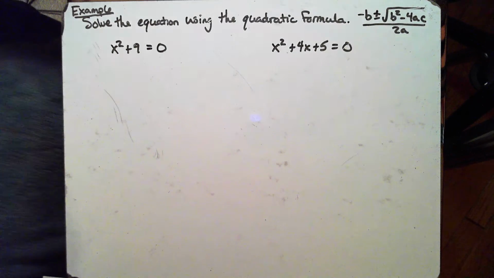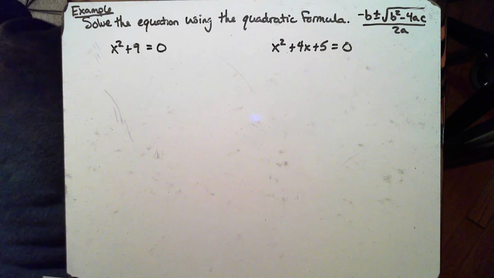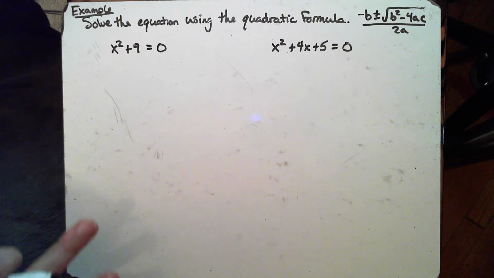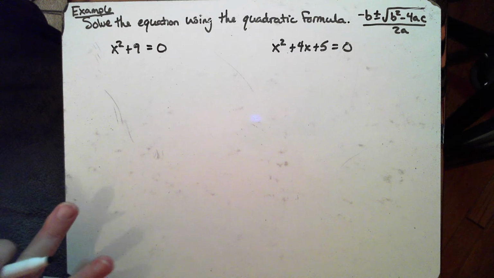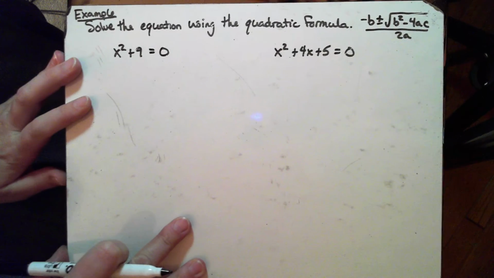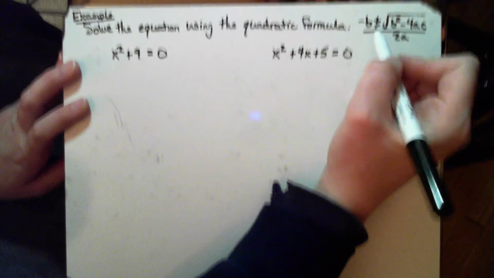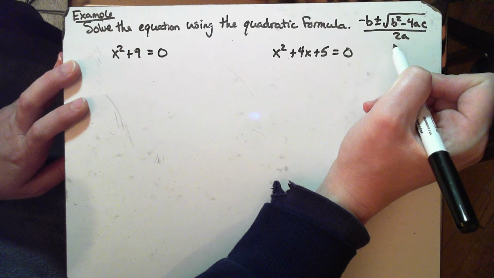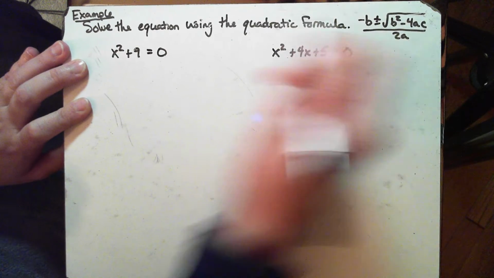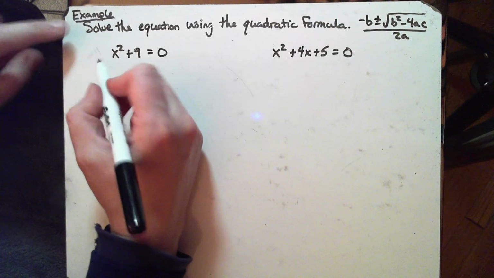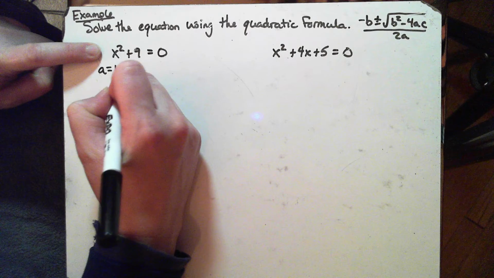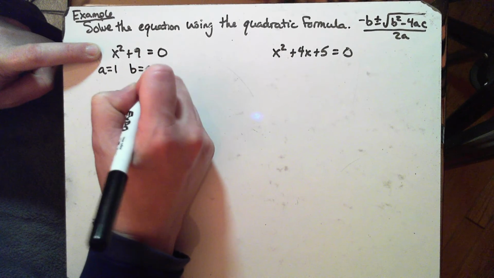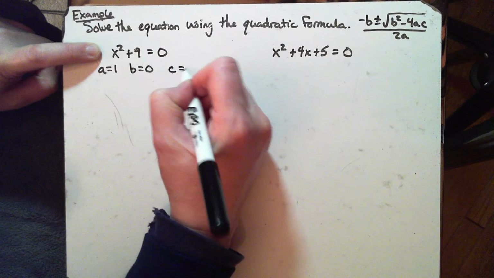Sometimes when you're dealing with the quadratic formula, you need i's. So it says solve the equation using the quadratic formula. We're going to have imaginary numbers pop up here. Now, just a reminder, quadratic formula is negative b plus or minus the square root of b squared minus 4ac all over 2a. So I just need to identify my numbers. a is 1, b is 0, and c is 9.